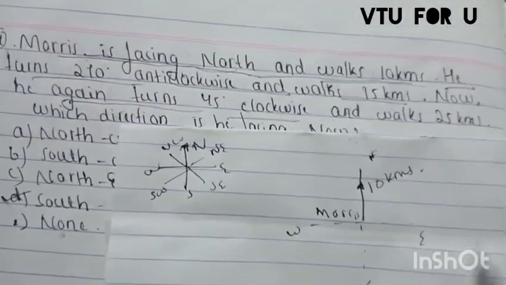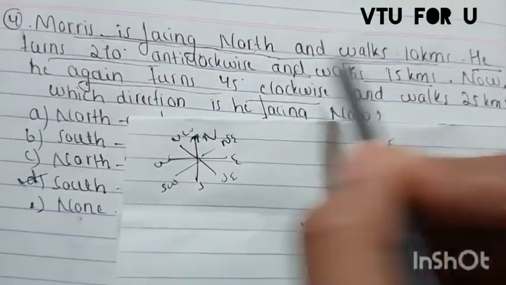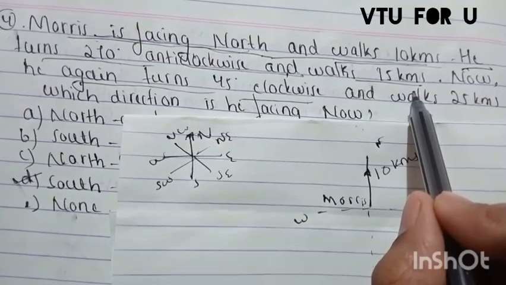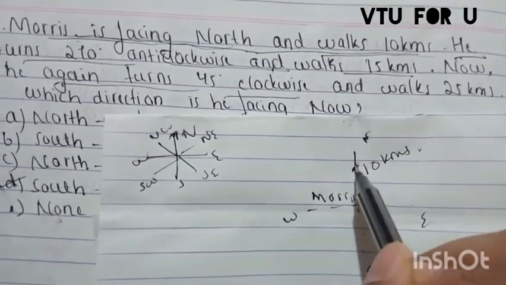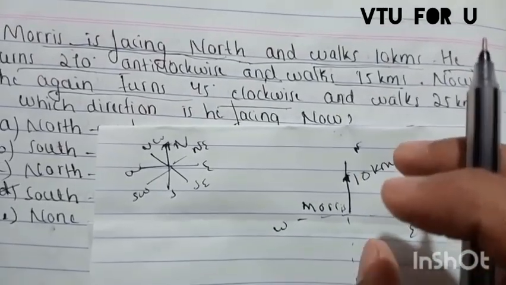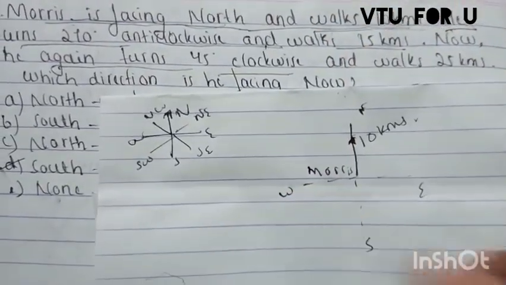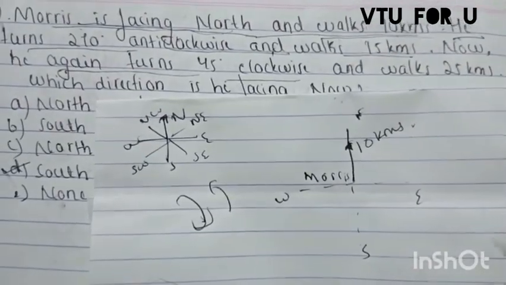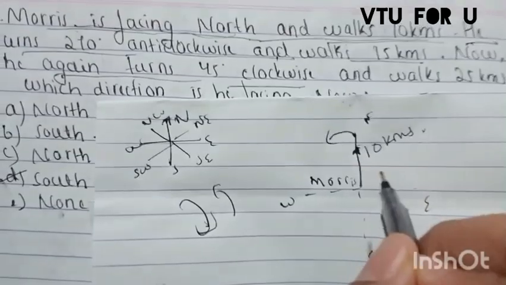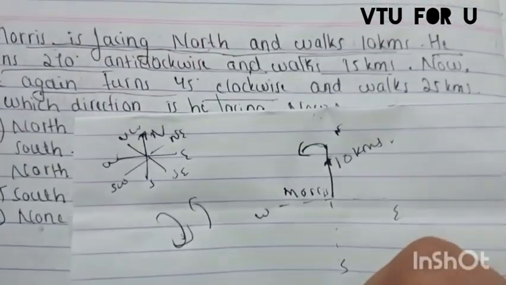Then what happens? He turns 270-degree anti-clockwise and walks for 15 kilometers. Now at this time he is here, right? He is gonna turn anti-clockwise. As we all know, this is clockwise and this is anti-clockwise. So he is gonna turn like this. So if he turns like this, what is 270-degree then?